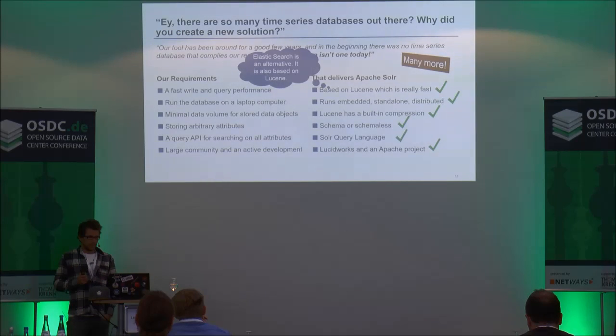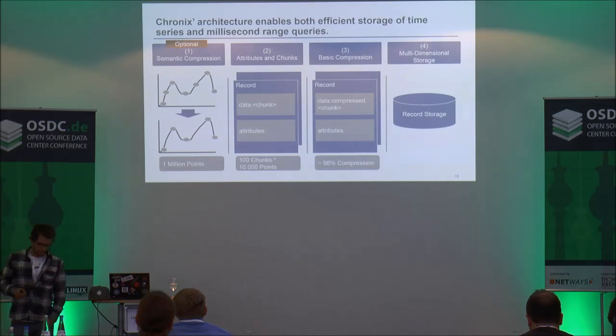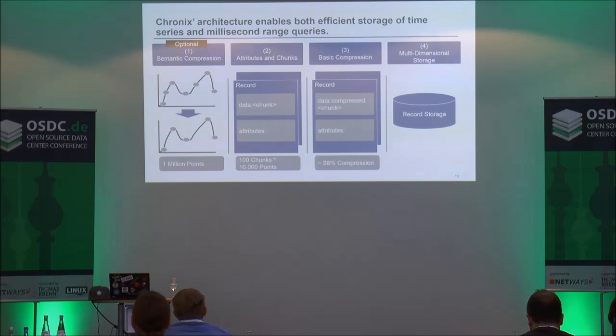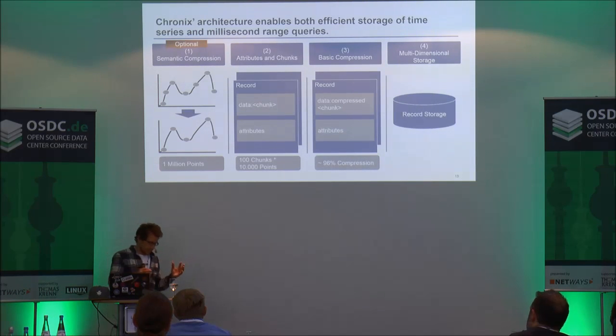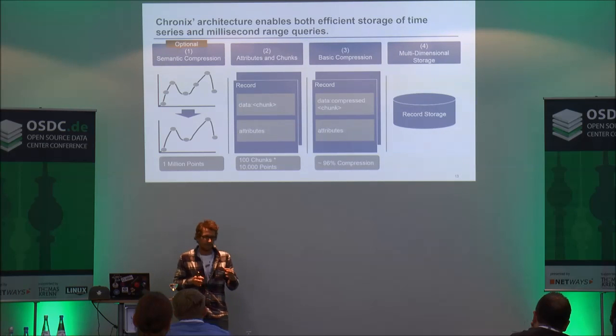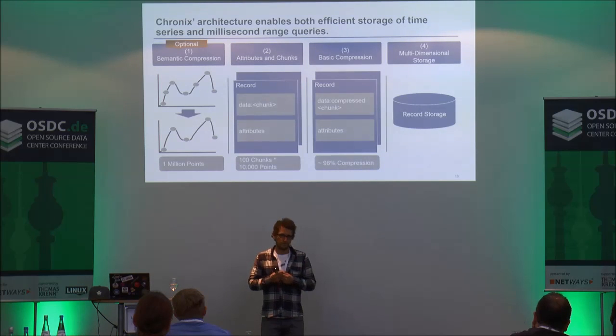Well, let's dig deeper into the internals of Chronix. That's the architecture from a high-level point of view. We have 4 stages. The first stage is called semantic compression. Semantic compression has the objective to reduce the points of data, even if accuracy is lost. And that's the point why the first stage is optional.